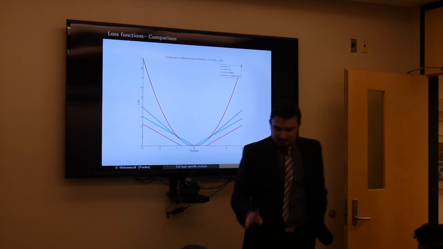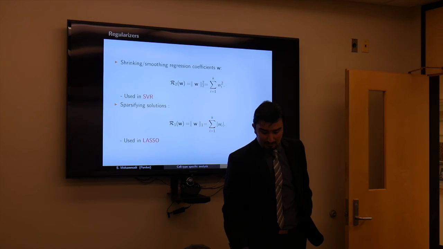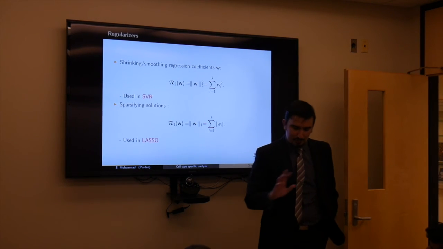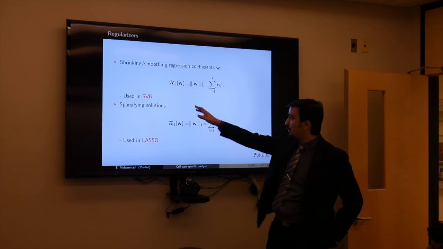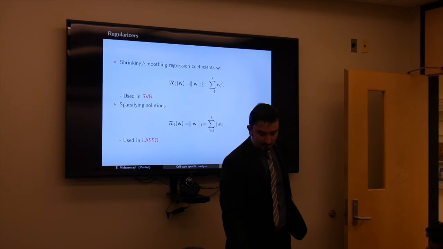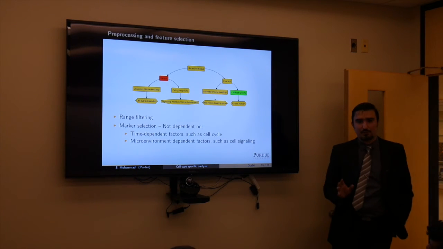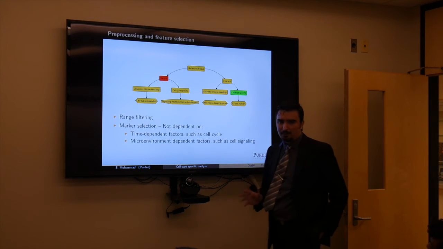So we wanted to ask which of these loss functions behave well, and which regularizers, for shrinkage. Shrinkage is used in SVR, while this one is more in the loss formulation. What we also wanted to do is to see how pre-selection of genes affects the deconvolution problem.